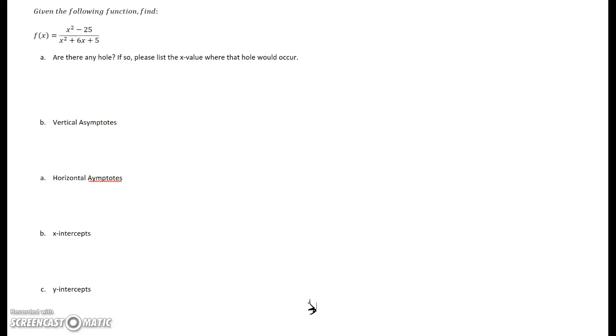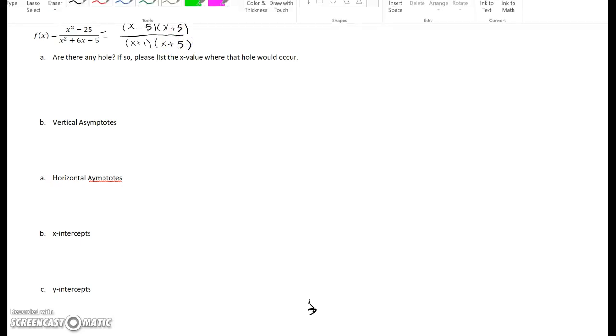So for any of these problems, the first thing you should always start by doing is, if you can factor either the numerator or the denominator, go ahead and do that. Looking at our numerator, the top is going to factor as a difference of squares, right? It's going to be x minus 5, x plus 5. Now the denominator, we're going to use shortcut. Factors of 5 that add to 6, it's going to be 5 and 1, right? So x plus 1 and x plus 5.